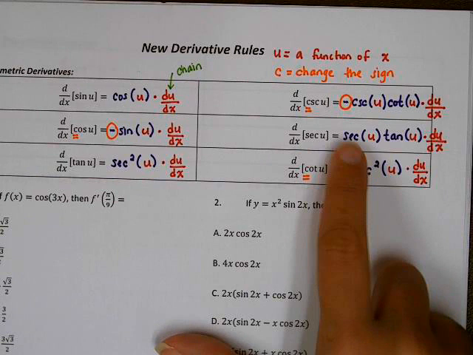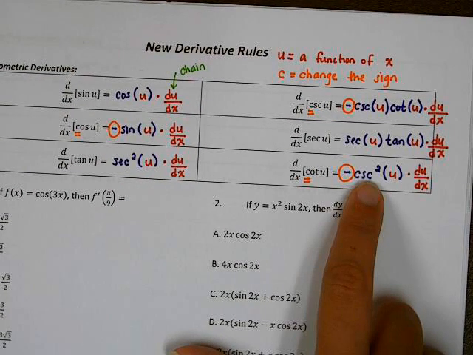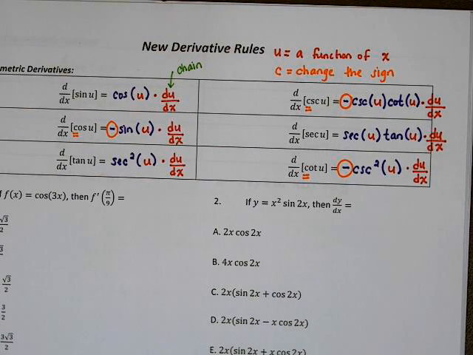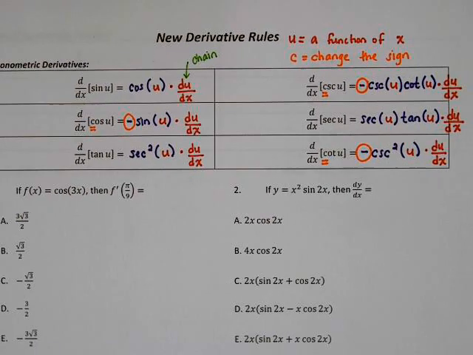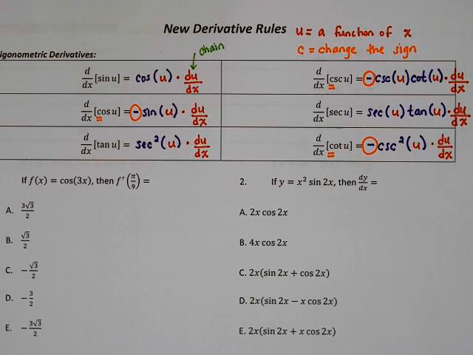Secant is itself and its partner. Cotangent is its partner squared. Tangent is its partner squared. So these are all little patterns that students in the past have pointed out to me that help them memorize these derivative rules, but at the end of the day, you really just need to know these derivative rules.